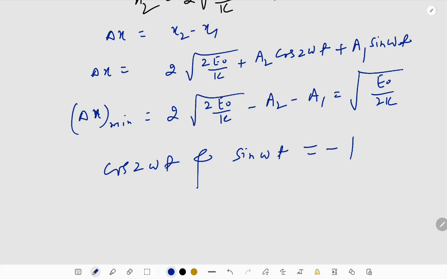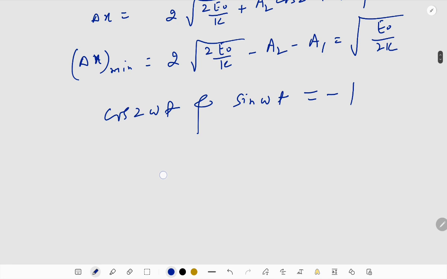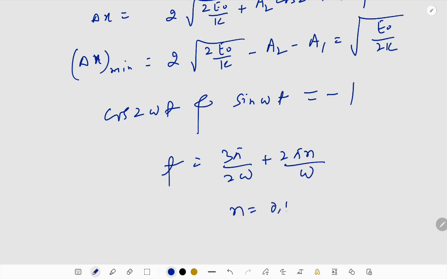simultaneously become equal to minus 1, and this is the time you can get: 3 pi by 2 omega plus 2n pi by omega, where n is 0, 1, 2, 3 integers, and like this.